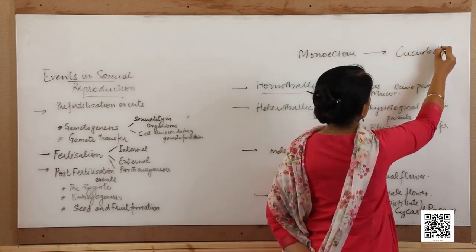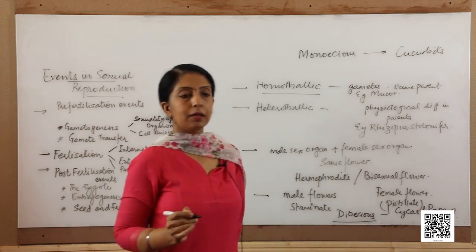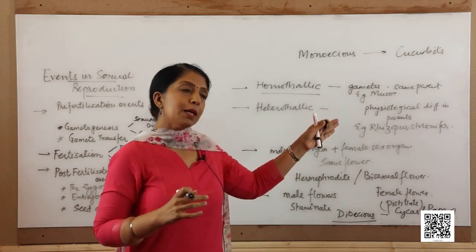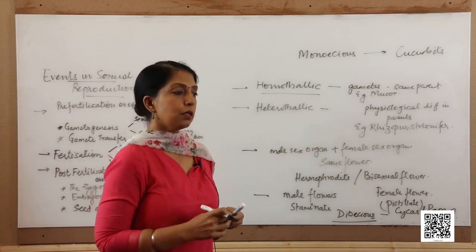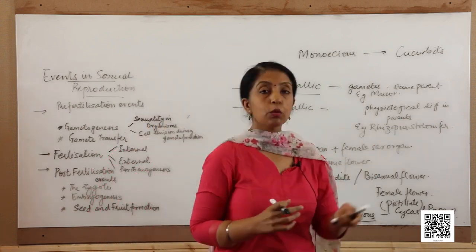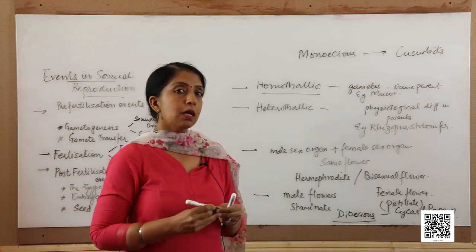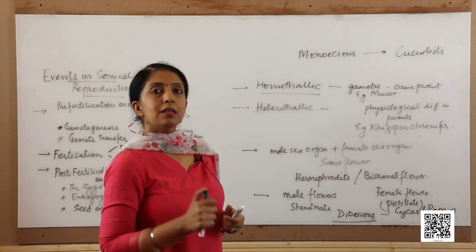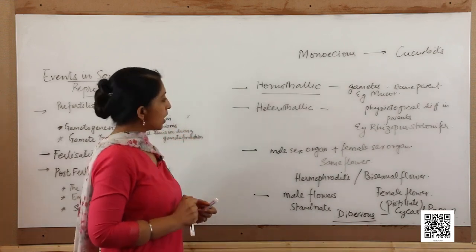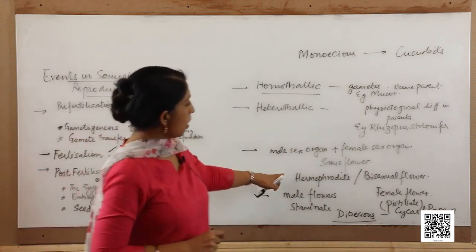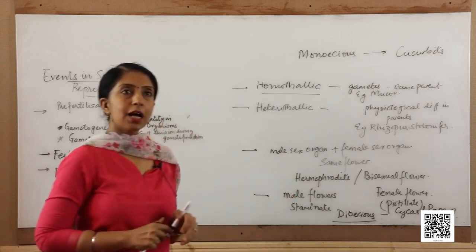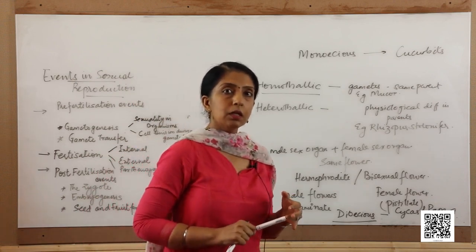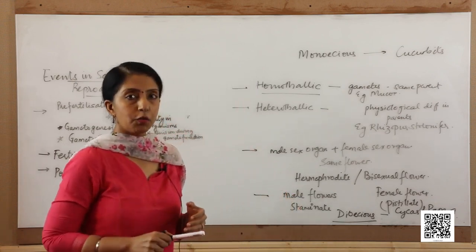cucurbits. All the melons, they all belong to the cucurbit family. The ghia that you eat, the pumpkins, all of them belong to the cucurbit family. So, all of them have the monoecious condition in them. There are certain animals also which are hermaphrodite or bisexual, such as the tapeworm, leeches, earthworm. They are bisexual or hermaphrodite.